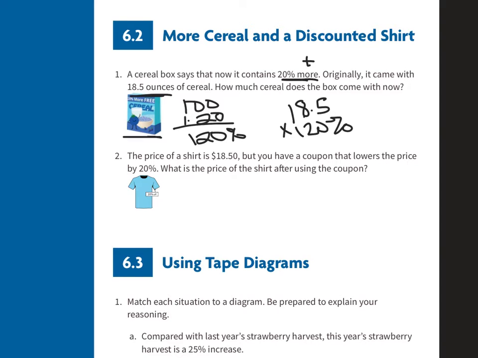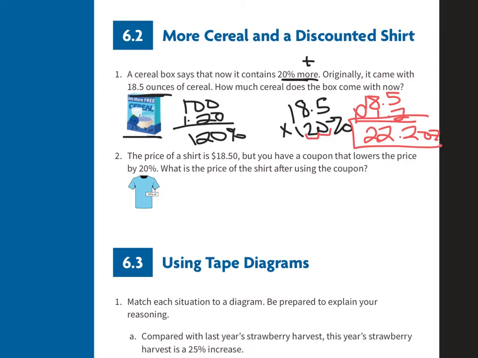And if you don't have a calculator, to turn a percent into a regular decimal, we just move the decimal 2 spaces to the left. So if you don't have a percent button, you can just go 18.5 times 1.2. They'll give you the same answer. Okay, so 18.5 times 120% is 22.2. So there's my answer, 22.2 ounces.